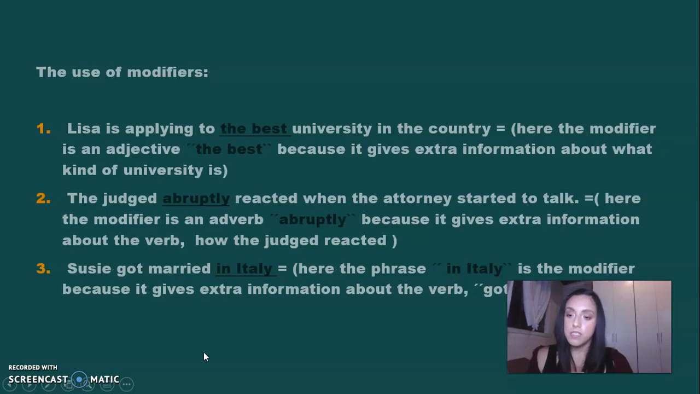Now, the use of modifiers. "Lisa is applying to the best university in the country." Here, the modifier is an adjective, "the best," because it gives extra information about what kind of university it is. The second, "The judge abruptly reacted when the attorney started to talk." Here the modifier is an adverb, "abruptly," because it gives extra information about the verb, how the judge reacted. The third one, "Susie got married in Italy." Here the phrase "in Italy" is the modifier because it gives extra information about the verb, got married.